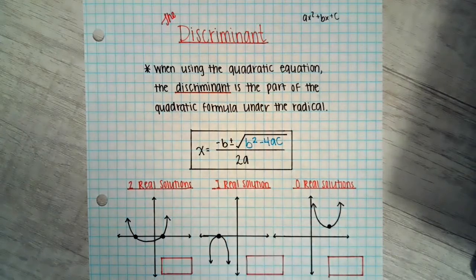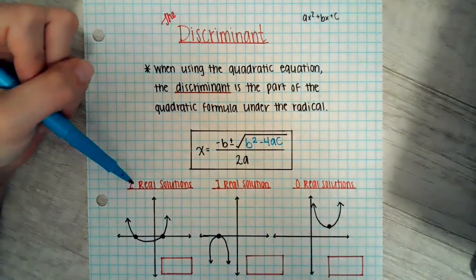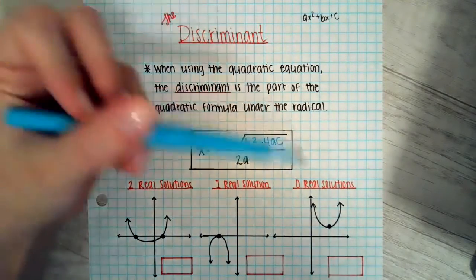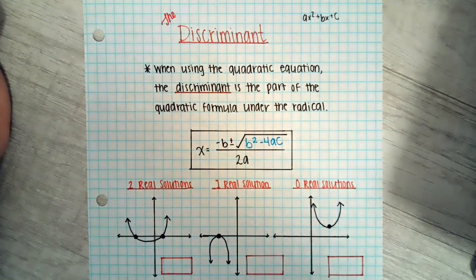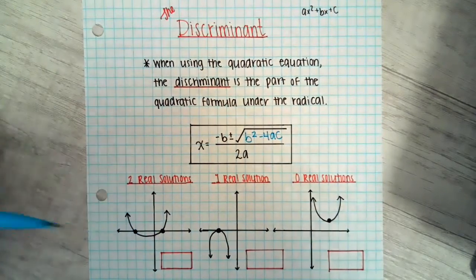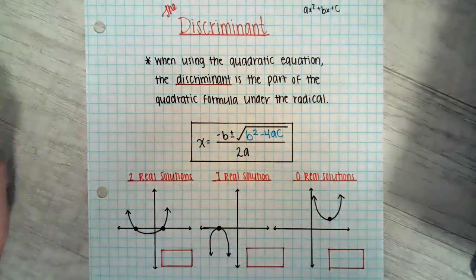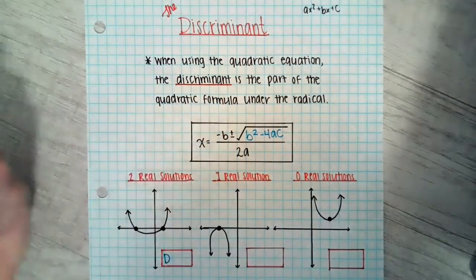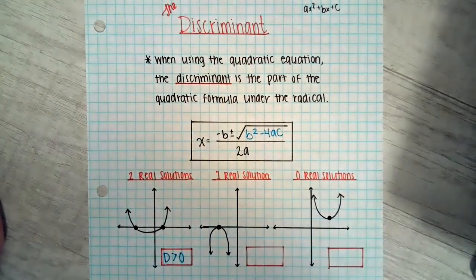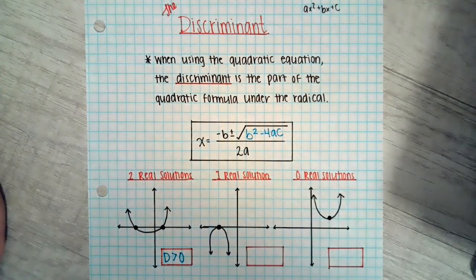The reason is because it tells us how many solutions we are going to have. So we could have 2 real solutions of a quadratic, we could have 1 real solution, or we could have 0 real solutions. So looking at this first example, 2 real solutions. That means we have 2 x-intercepts, 2 solutions to our quadratic. This happens when our discriminant, which we're going to call D, is greater than 0. So it could be 1/2, it could be 1,000. As long as it's greater than 0, we are going to have 2 solutions.